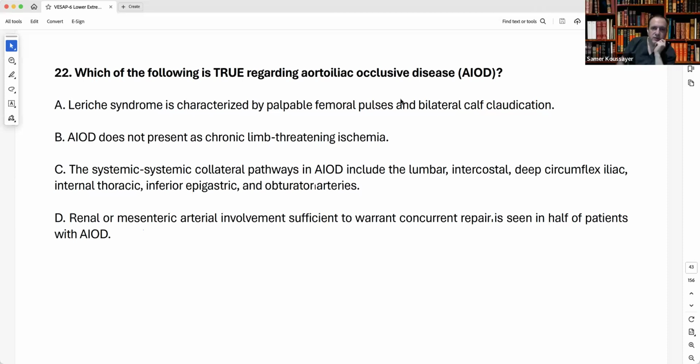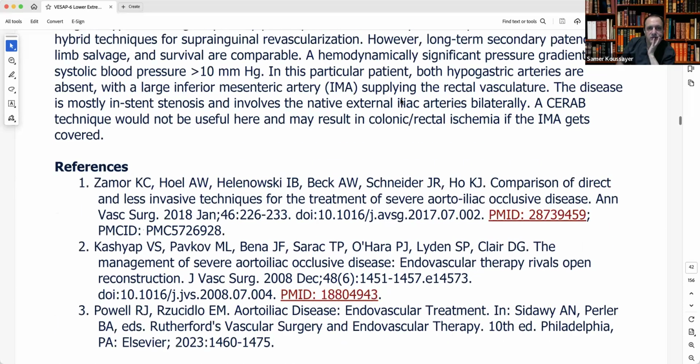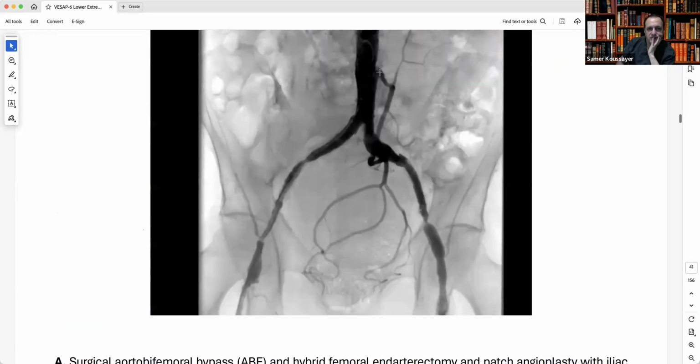Yeah, that's what we saw now here, like this one. We just saw in the picture before. See? The IMA can give you good collaterals down to the lower extremities, especially if you have aortic occlusion here. You see a lot of time, with aortic occlusion, a large IMA gives you all the collaterals down to the pelvis and then to the internal iliac down to the lower extremities.